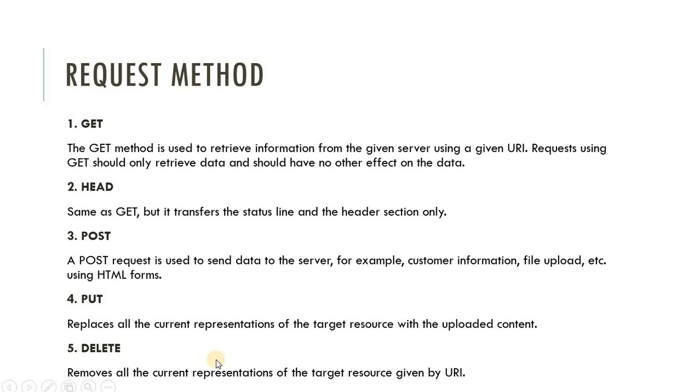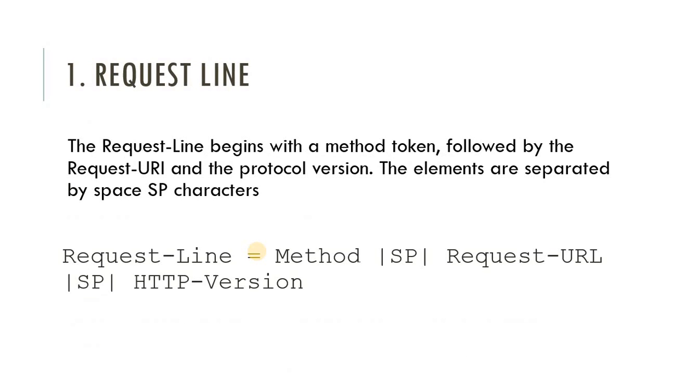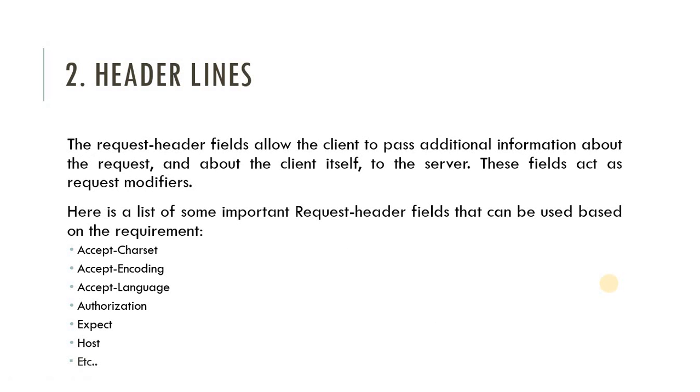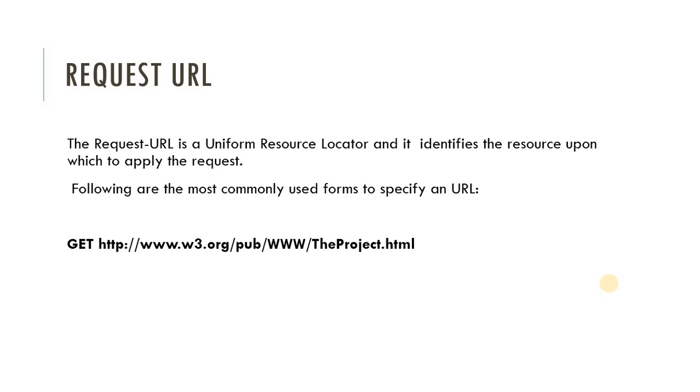This method is used to request the data. So this is the meaning of the request method attribute. Now the first is the method, and the second attribute is the requested URL. The requested URL is the uniform resource locator, and it identifies the resource upon which to apply the request. Following are the most commonly used forms to specify a URL. We all know how we can write a URL in the browser. That is called the requested URL, the data we want from the server.